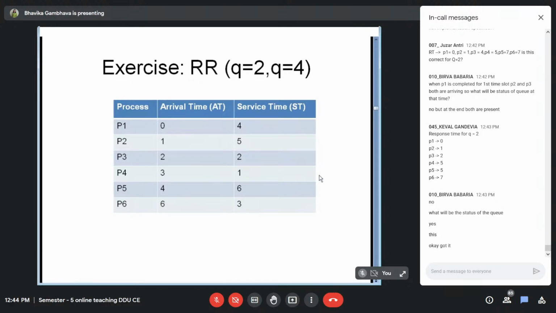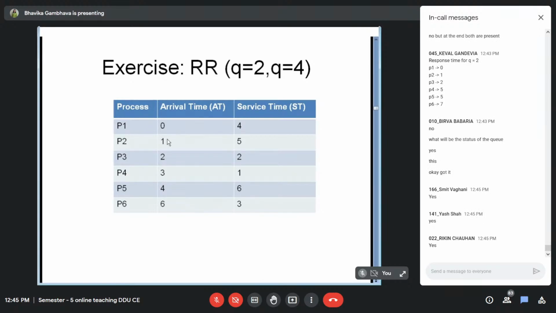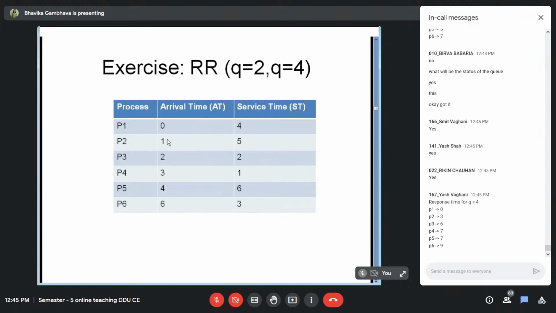Okay. So I think I'll stop at the moment. Please try to get the response time for all of this. Kevin has written that. Is that true? 0, 1, 2, 5, 5, 7. Are you all getting that? Okay, Rikin. And Yash has also got it for Q equal to 4. For time quantum 4, the response times are 0, 3, 6, 7, 7, 9. Is there anyone else who is getting this?